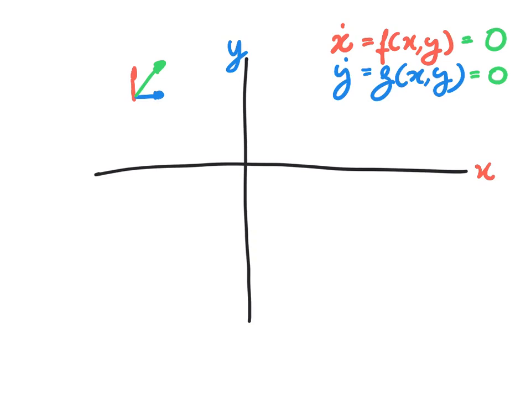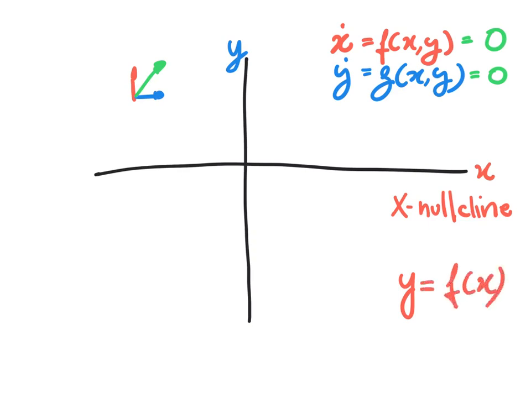So say for instance we may have isolated in this equation for x here, we may have isolated the y as a function of x. So something like y is going to be some function of x. You can do this because of the implicit function theorem, but I'm not going to get to that. What I'm going to do now is draw this y as a function of x nullcline.